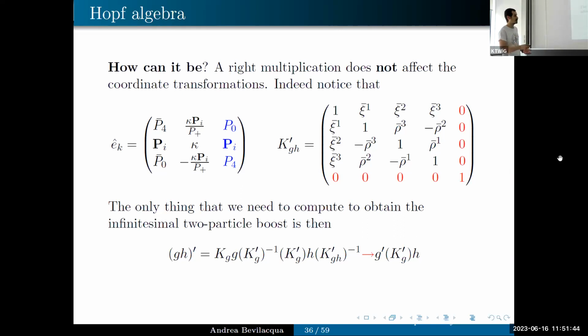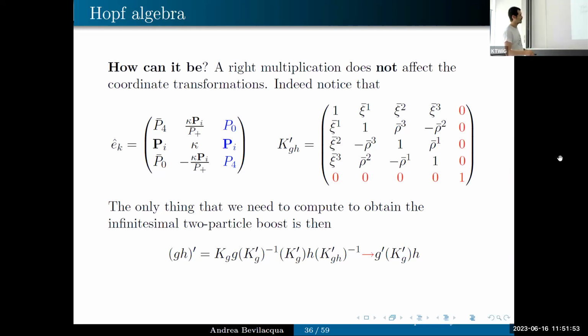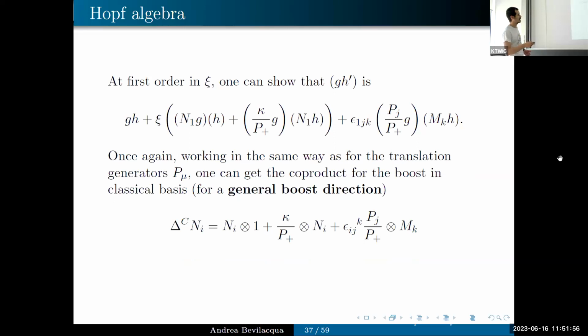And now K prime, we have it, so we can just compute it. So we can compute this object here explicitly at first order in the parameter C. And this is what we get. And once again, if you work as we did before, you can get the coproduct. Once again, you can read it off from here, basically. So you see, this is n acting on G times nothing on H, plus this object acting on G on the first, and n1 on n on H, and then this epsilon and this object acting on G, and then m on H. So you can read it off immediately. And this is the correct coproduct. And you just get it whenever you multiply elements of a group, and you appropriately define Lorentz transformation on it.